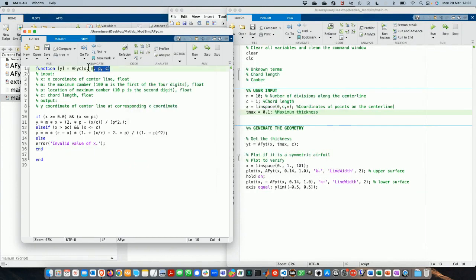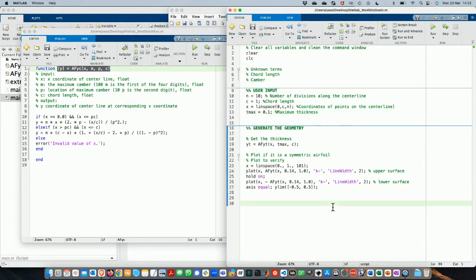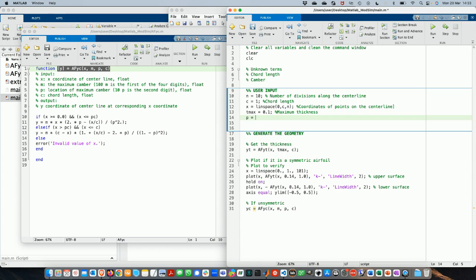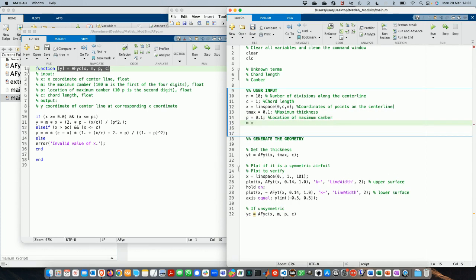Okay, so let's just try to call this again. So you have not defined what's M, you have not defined what's P, you have defined what C is already. I thought you said that P is the position of maximum camber. Yeah, but then we have not defined that yet in our user inputs. So what's M? Maximum camber, right?